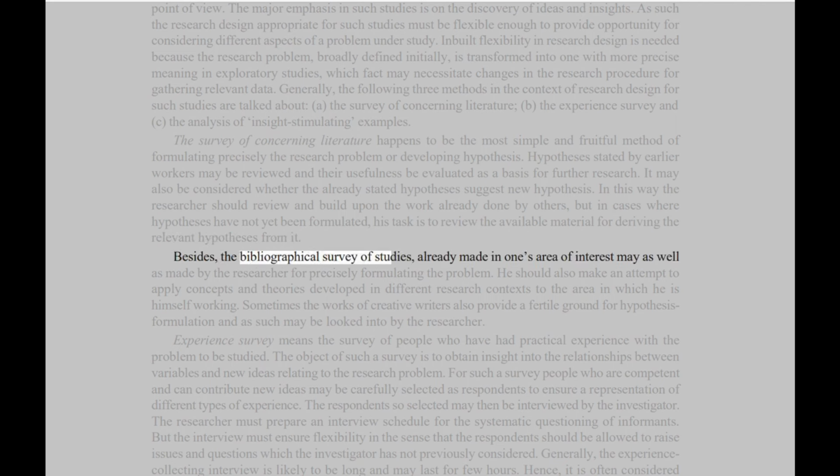In this way, the researcher should review and build upon the work already done by others, but in cases where hypotheses have not yet been formulated, his task is to review the available material for deriving the relevant hypotheses from it. Besides, the bibliographical survey of studies already made in one's area of interest may as well be made by the researcher for precisely formulating the problem. He should also make an attempt to apply concepts and theories developed in different research contexts to the area in which he is himself working. Sometimes the works of creative writers also provide a fertile ground for hypothesis formulation and as such may be looked into by the researcher.